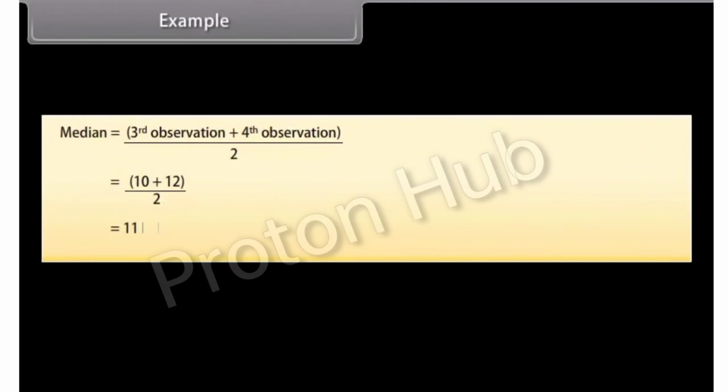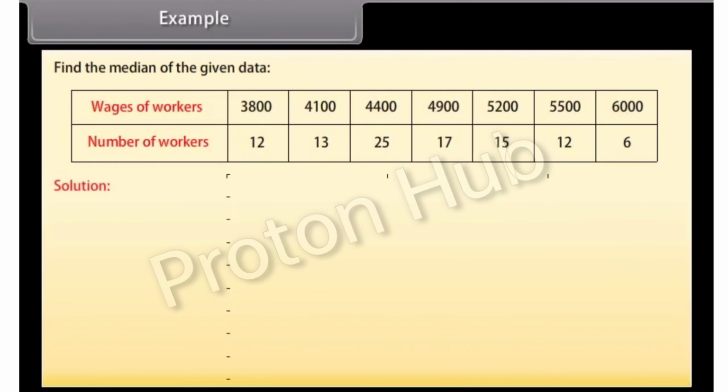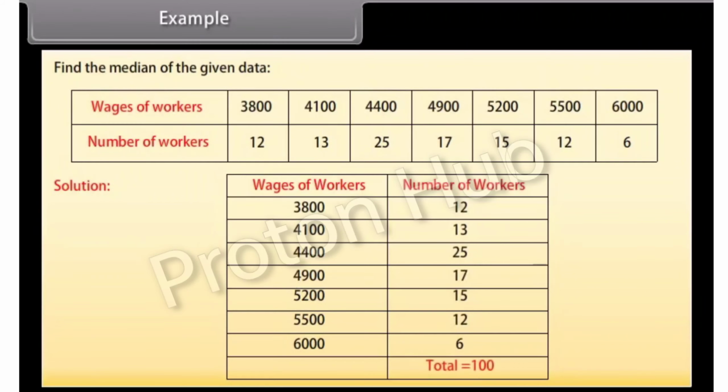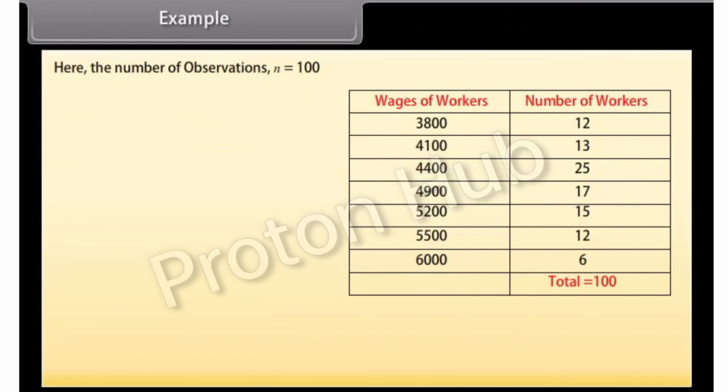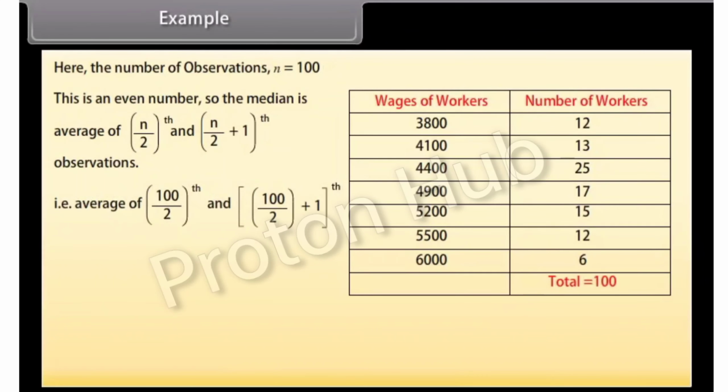Find the median of the given data. Solution. Firstly, we will write the wages of workers and the number of workers. The total number of workers is 100. Here the number of observations, n, is equal to 100. This is an even number, so the median is the average of the n by 2th and n by 2 plus 1th observations. That is the average of the 100 by 2th and 100 by 2 plus 1th observations, that is, the average of the 50th and 51st observations.